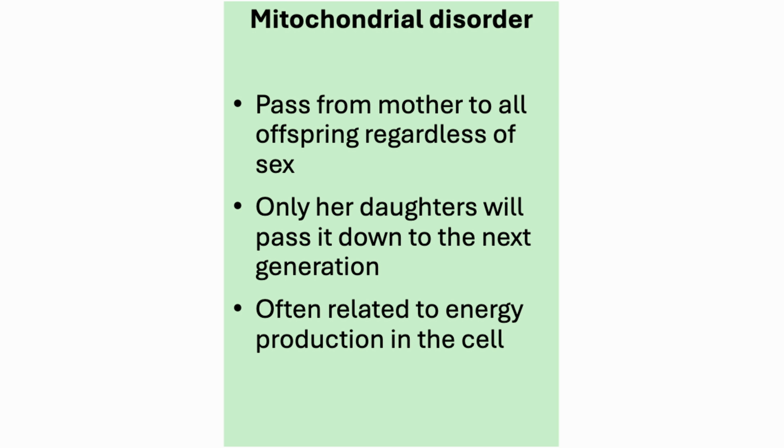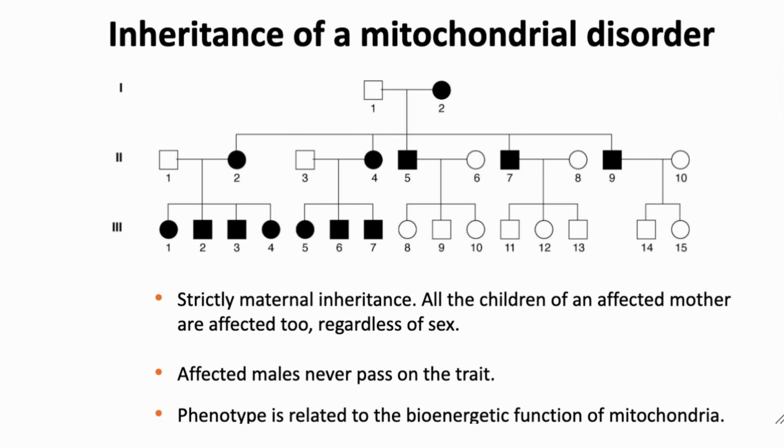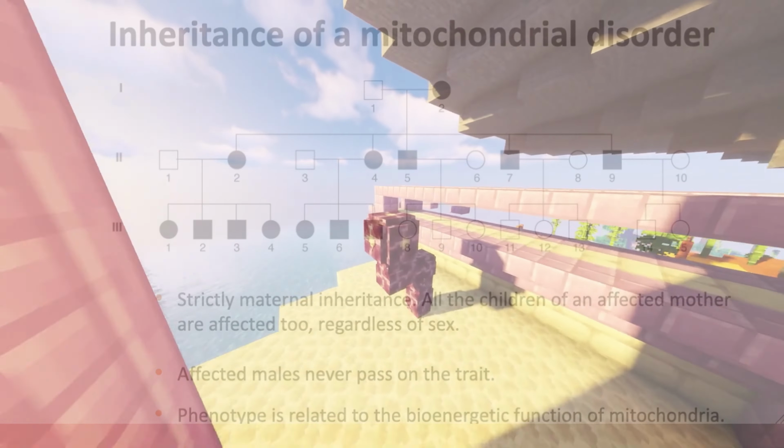Mitochondrial inheritance. This is the easiest to identify out of the 3. You are just looking for generations where all offspring are affected by an affected mother. In this example, we see exactly that. In the first generation, you see an affected mother, and in the second generation, we see all of that mother's offspring have the mitochondrial disorder. In the third generation, we see that only offspring that are descendants of affected mothers in the second generation are also affected by the mitochondrial disorder.